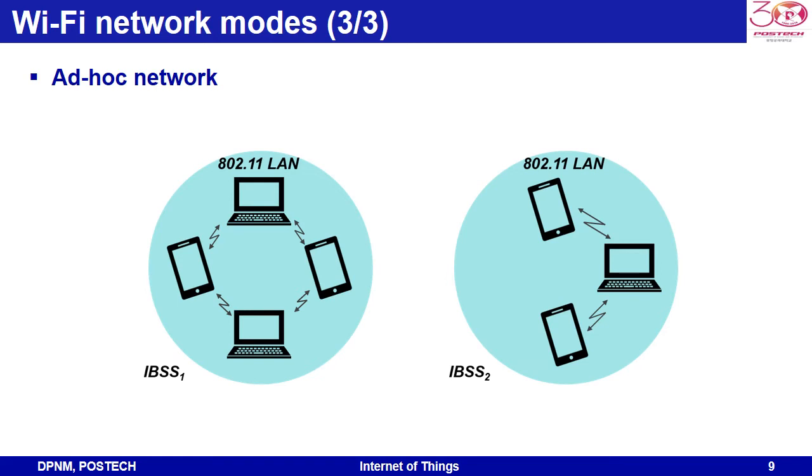There are two BSSs in this slide. An independent BSS, IBSS, is an ad hoc network that contains no access points, which means they cannot connect to any other basic service set. That is, devices in IBSS1 and devices in IBSS2 cannot communicate with each other.